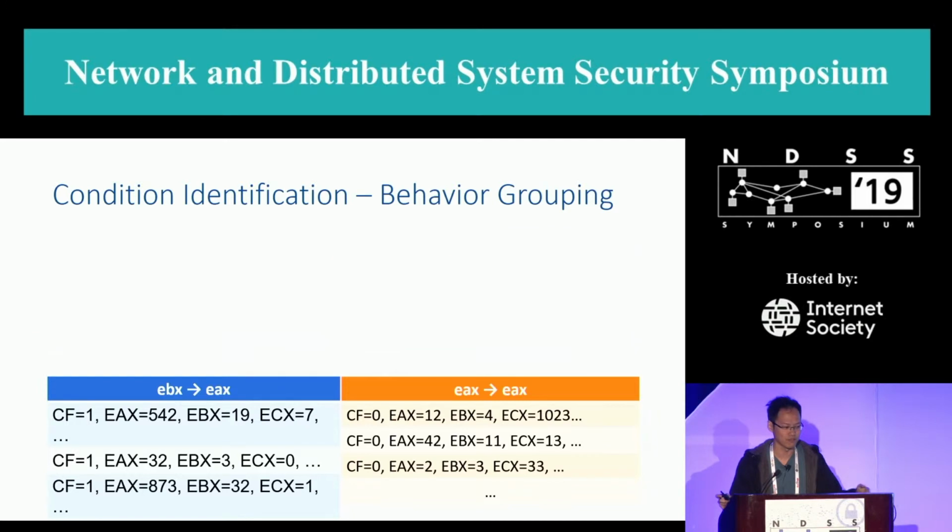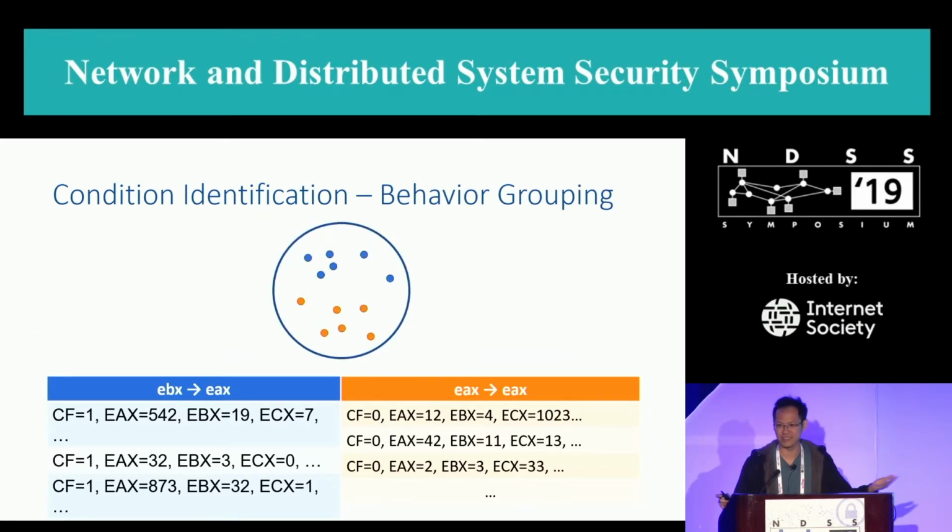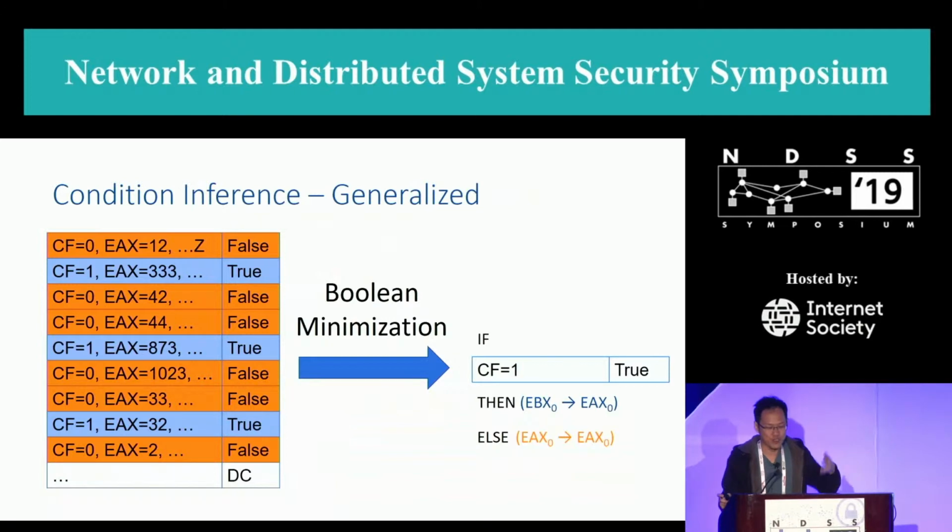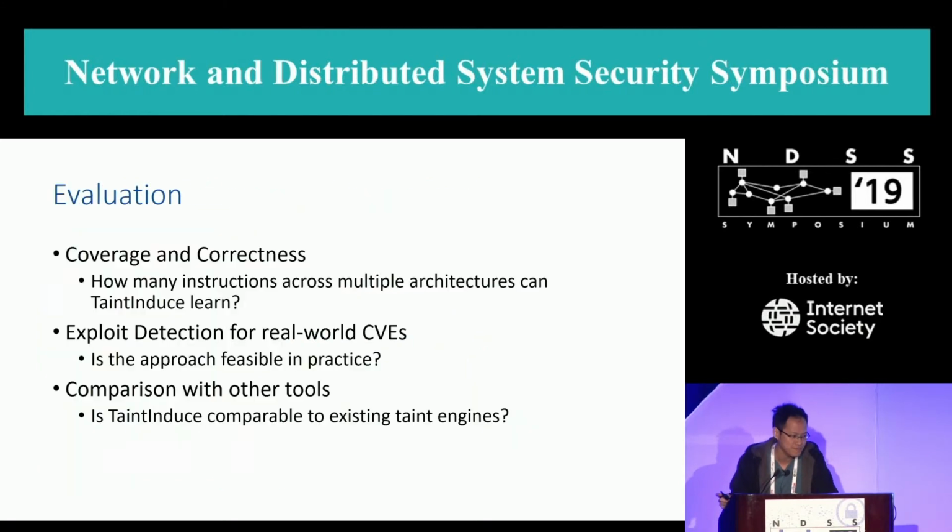How do we reconcile the fact that there's this mixed dependency here? Well, we have actually already done that. The Boolean minimization finds the simplest line that can separate these two sets. If we run the truth table that we have, setting one partition to true and the other to false, with a Boolean minimization routine, we get a condition where if CF is true and all other bits don't matter, then EBX influences EAX, otherwise there's no such influence.